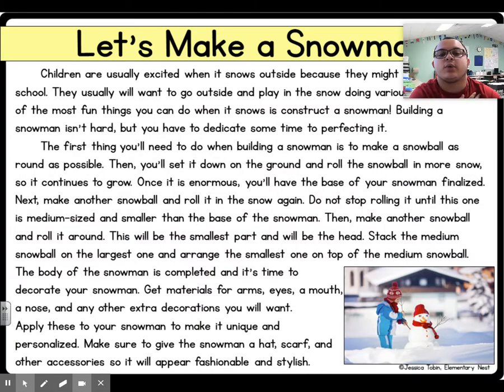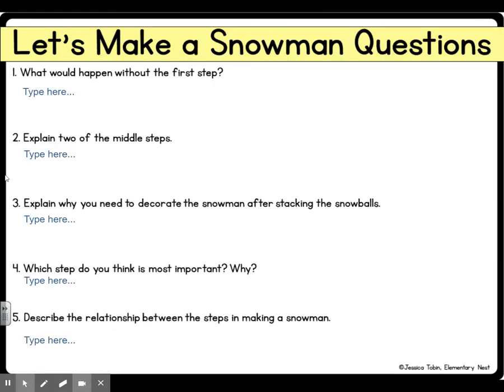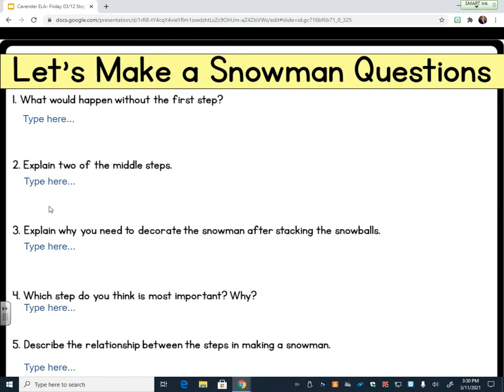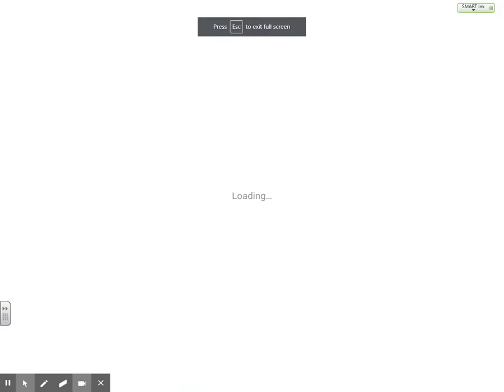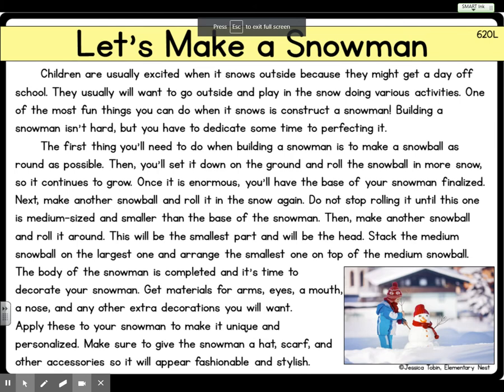All right. So we are going to be reading this passage, and then I am going to be answering these questions with you. So the first thing we need to do is we need to read. It says, let's make a snowman. Children are usually excited when it snows outside because they might get a day off of school.